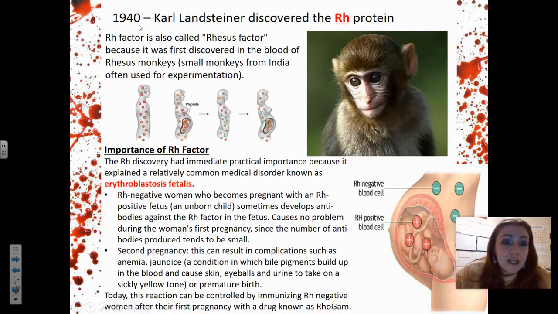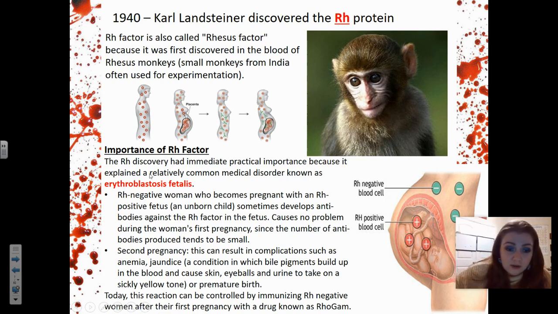All right, 1940, Carl Landsteiner again. So he's the one that found the blood types. He then discovered the Rh protein. The Rh protein is called the rhesus factor, which is why it's called Rh, because rhesus. It came from the rhesus monkey. That's where they found it. So it was first discovered in the rhesus monkeys in India, often used for experimentation. Sad.